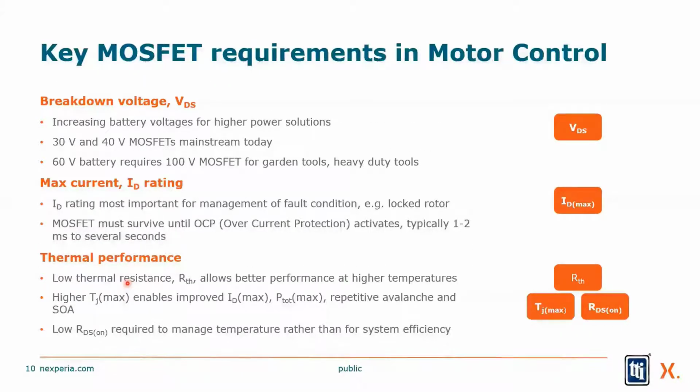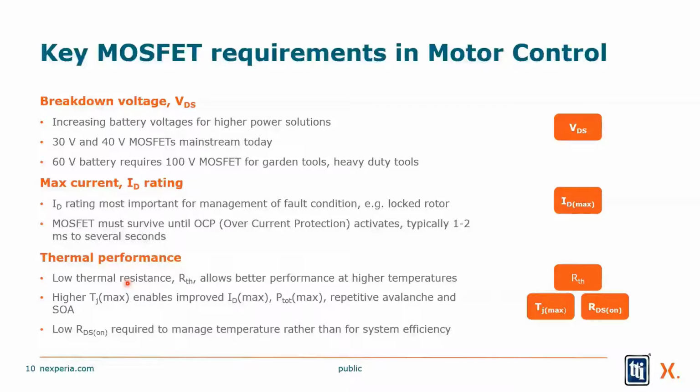The breakdown voltage is called the VDS, voltage drain to source. Because battery voltages are going higher every new generation, you need to come up with higher voltage MOSFETs and higher voltage batteries. 30 and 40 volt MOSFETs are the mainstream today. We're now looking at 60 volt battery applications like lawnmowers and things like that, which will require 100 volt MOSFETs for the heavy duty tools. And I guarantee these requirements are going to just continue increasing. Every new generation, there's going to be a new requirement for a new MOSFET.